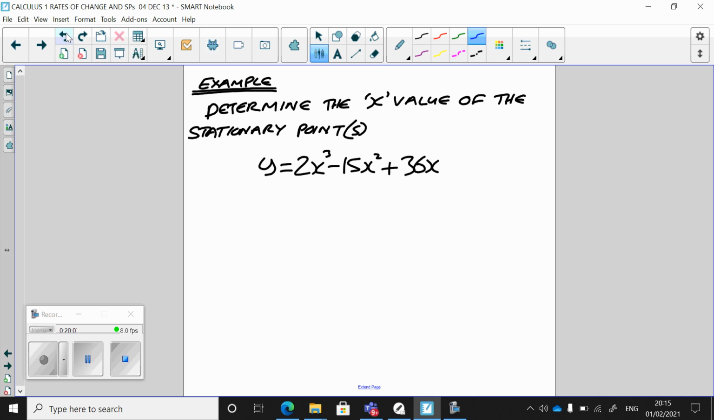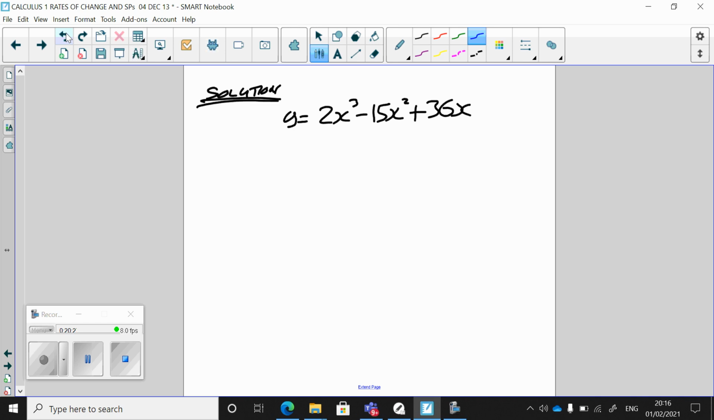relating y and x. 2x cubed take away 15x squared plus 36x. As soon as they talk about stationary points, trigger points here, get a derivative, set it equal to 0. Right, we'll get a function, y equals something in terms of x, differentiate it. Okay, shouldn't be a problem.